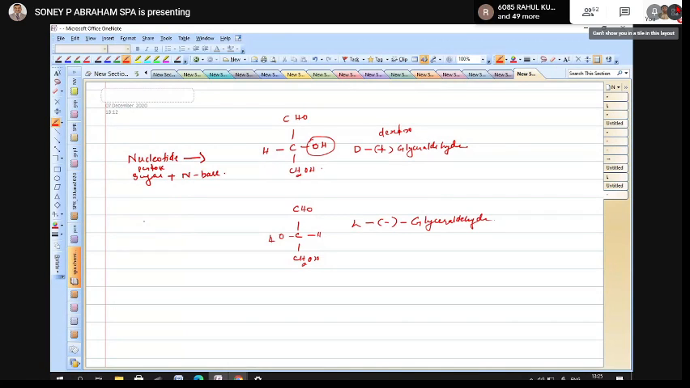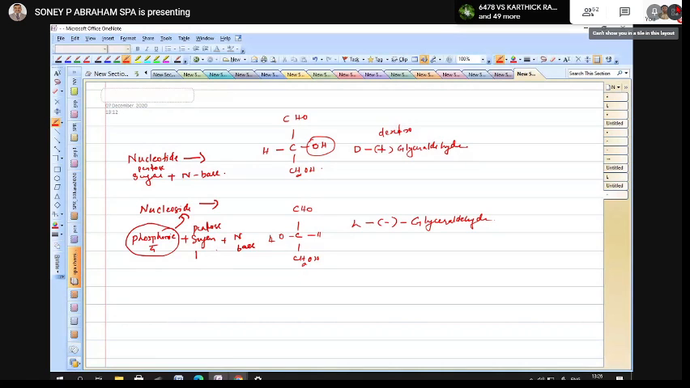Sorry, nucleoside. Nucleoside will have a phosphoric acid group. Then you will have sugar. Pentose sugar will be there, and also you will have nitrogen base. So all these three combine together to form the nucleoside. And in nucleosides, the phosphoric acid group will be present at the 5th carbon of the sugar.